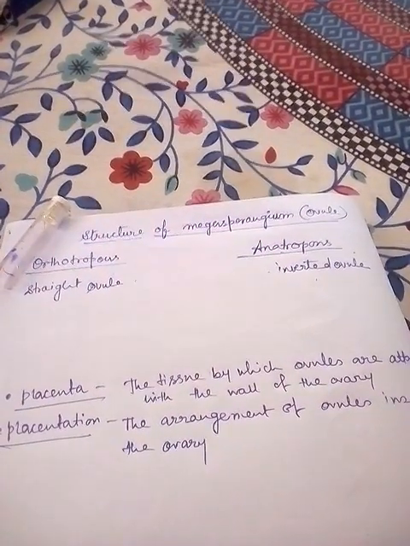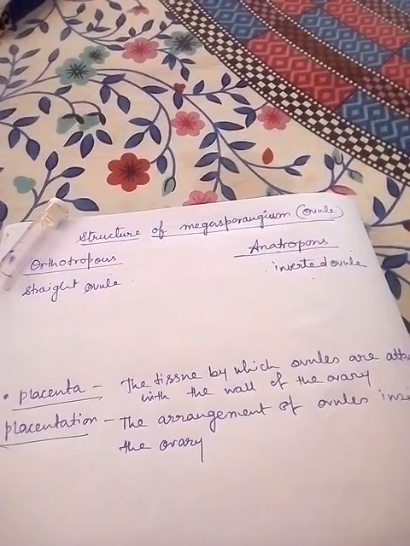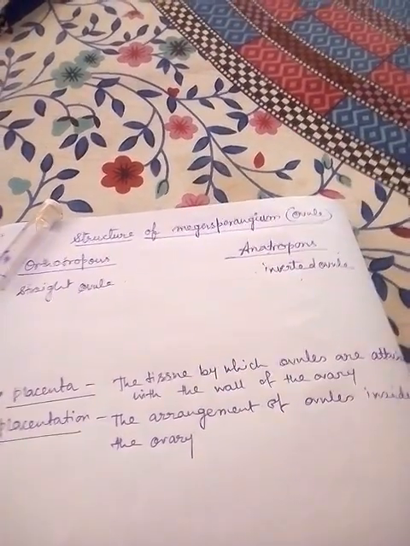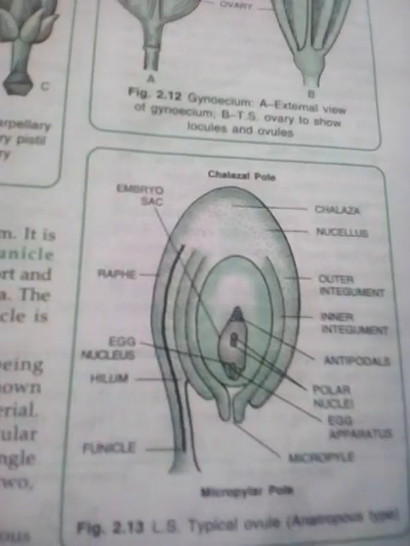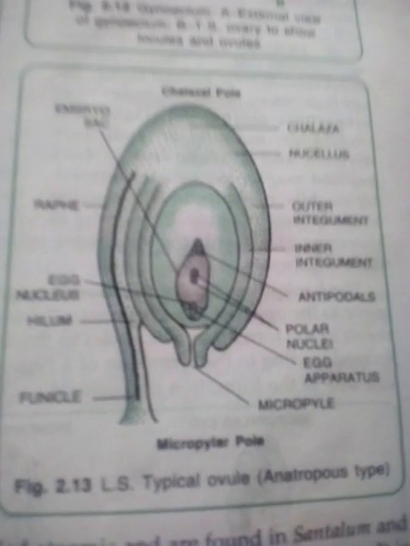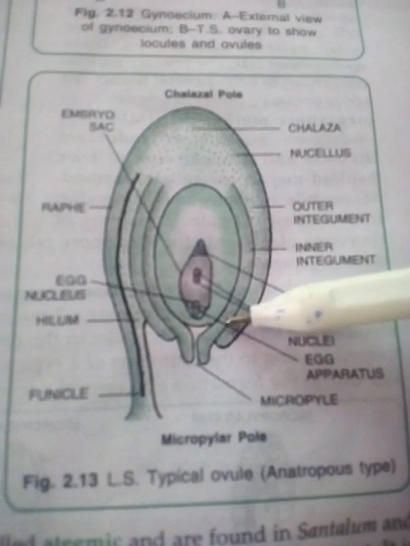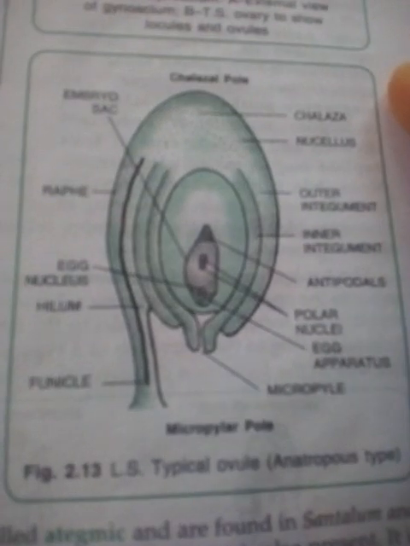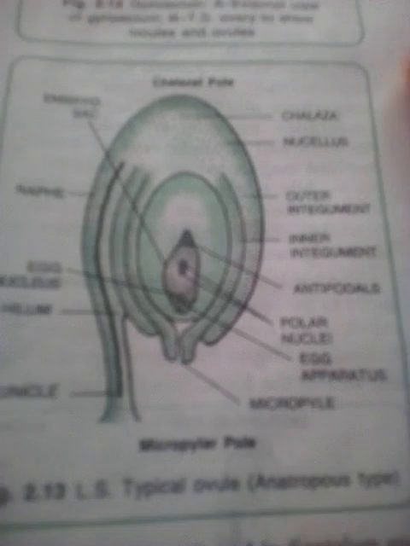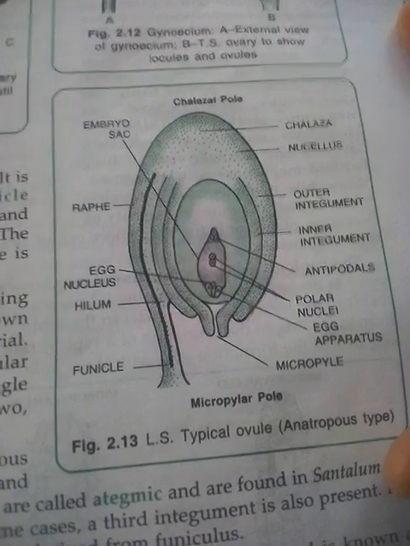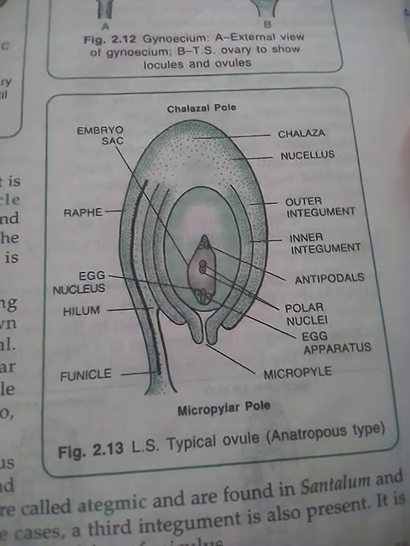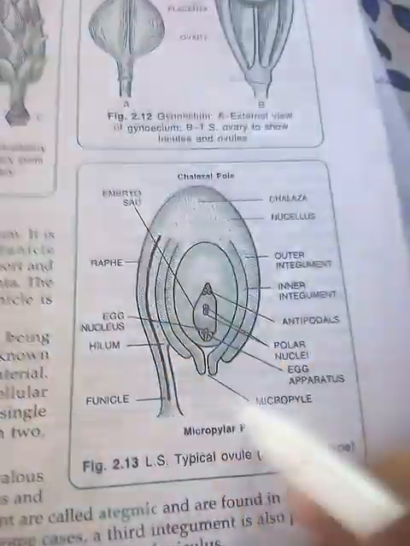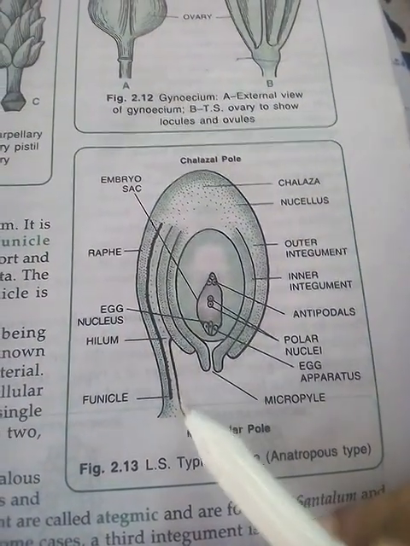In your syllabus there is a structure of anatropous ovule or structure of anatropous megasporangium. Now I will discuss the structure of anatropous ovule. This is the structure of an anatropous ovule. Here the ovule is just inverted in position, that is why it is anatropous in nature, right? Okay, now it is clearly visible. So the ovule, mainly this is the funicle of the ovule.